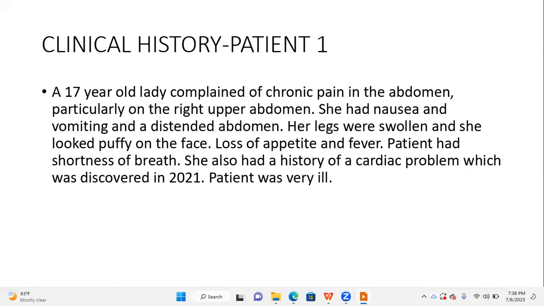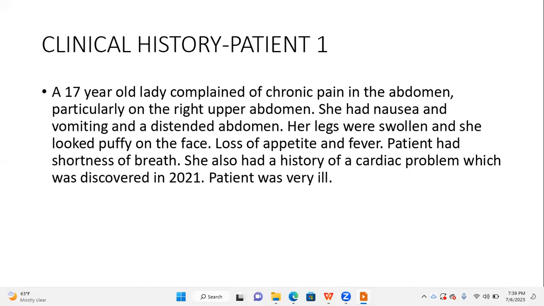So the clinical history, as I said earlier on, I encountered 2 patients when I was doing my attachment, and this case study was on these 2 patients. So the names will be withheld. I'll refer to them as patient 1 and patient 2. So this is my patient 1.